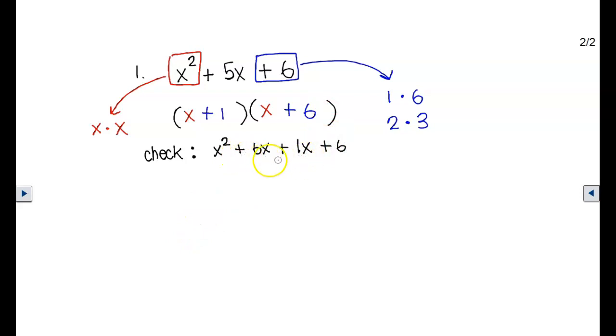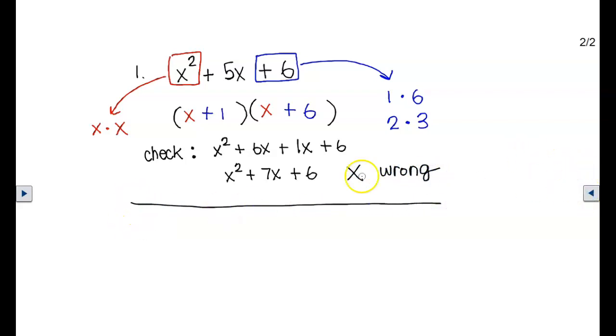Now, we know that we can combine these like terms, so that's going to give us x squared plus 7x plus 6. And what I want you to notice is that the x squared part is right, the plus 6 part is right, but that middle term is wrong. I wanted 5x, I'm getting 7x, so I'm going to have to say on this one, nope, you're wrong. Now, that doesn't mean I give up.